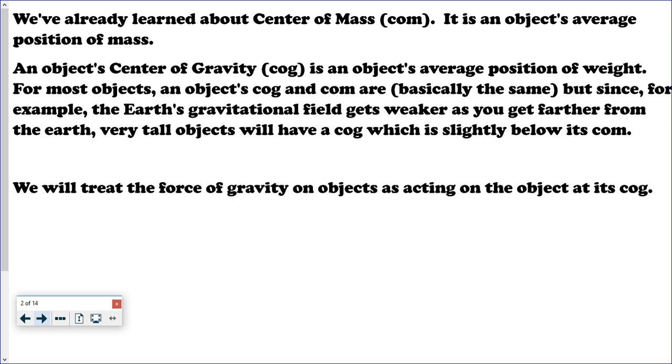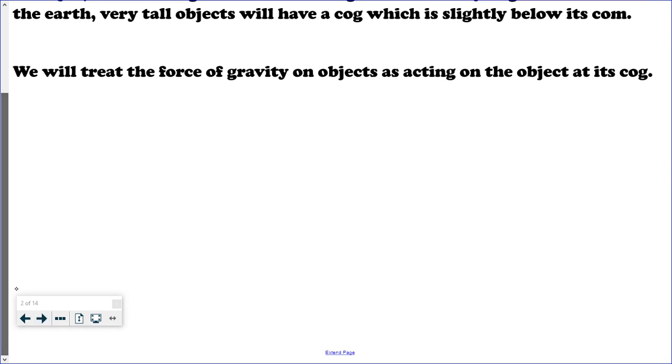So we've already learned about center of mass, right? Average position of mass. An object's center of gravity is the average position of weight. For most objects, center of gravity and center of mass are basically the same. But since, for example, the Earth's gravitational field gets weaker as you get farther from the Earth, very tall objects will have a center of gravity which is slightly below its center of mass. What does that mean in English? We haven't really learned about fields yet, right?